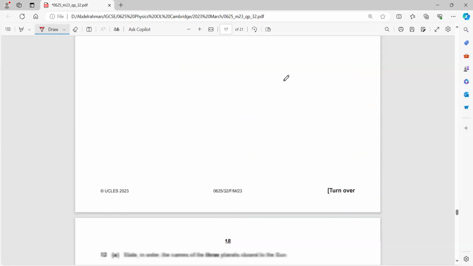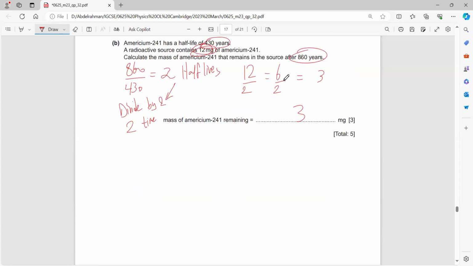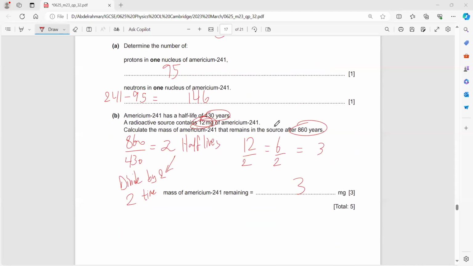Space physics. What's your question? Can you repeat it, Mr.? Again. You have the half-life, which is 430 years. I will leave this radioactive source for 860 years. You leave it for 860 years. So you need to find how many half-lives will occur in these 860 years.